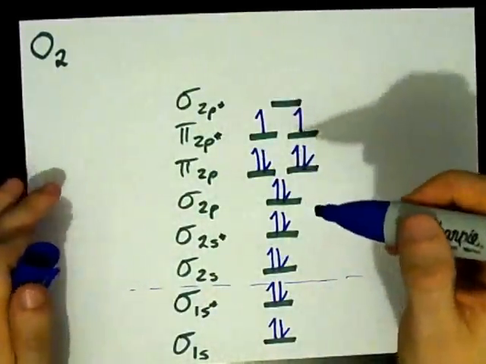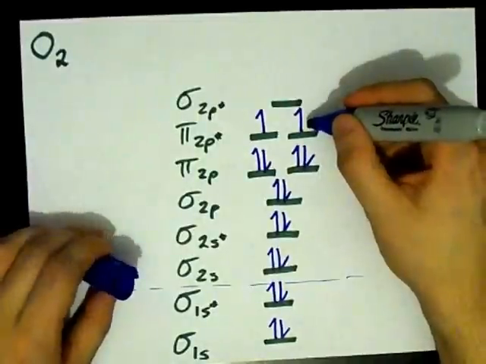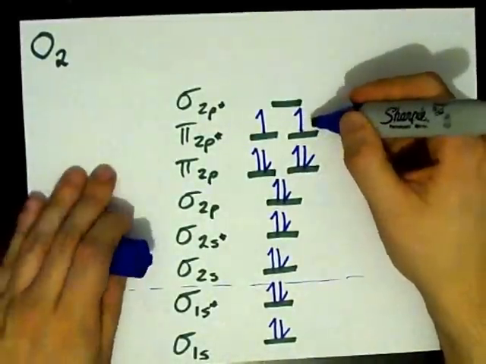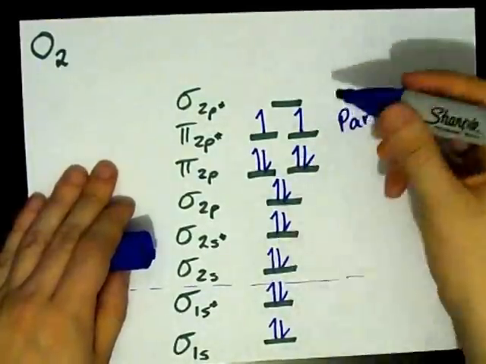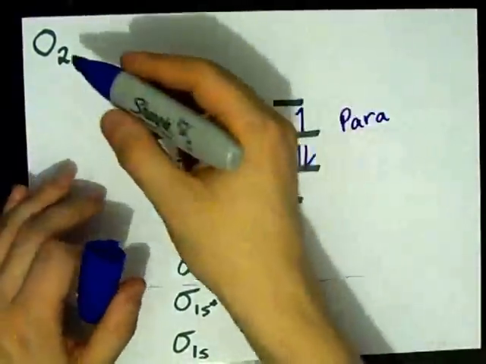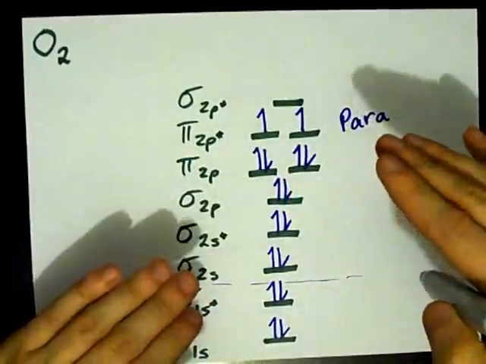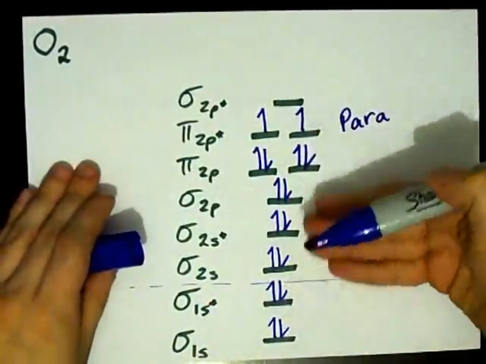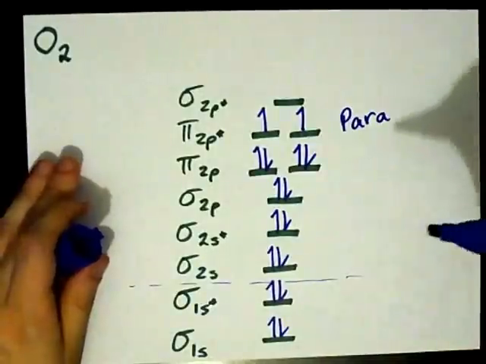The molecular orbital electron configuration diagram looks like this. What you'll notice is that we have 2 unpaired electrons, which makes O2 a paramagnetic molecule. Now, if you were going to do the Lewis structure for O2, you probably wouldn't see unpaired electrons. But because of molecular orbital theory, it is a paramagnetic molecule.